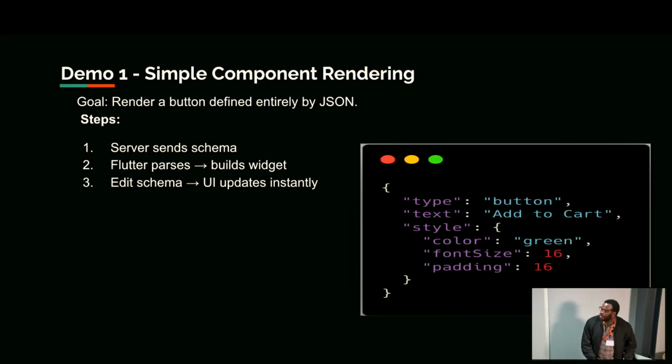Now we go into demo one. Demo one is just a simple component we're going to try and render. If we take a look at our code snippet, hopefully everyone can see it. What we see is a JSON schema that has a type and is defined with various properties. We have the type, button, text, which is add to cart, and then the styling. Just from looking at this, it's very descriptive. You can already tell what the UI is going to paint based on that, and then we just go into the demo.